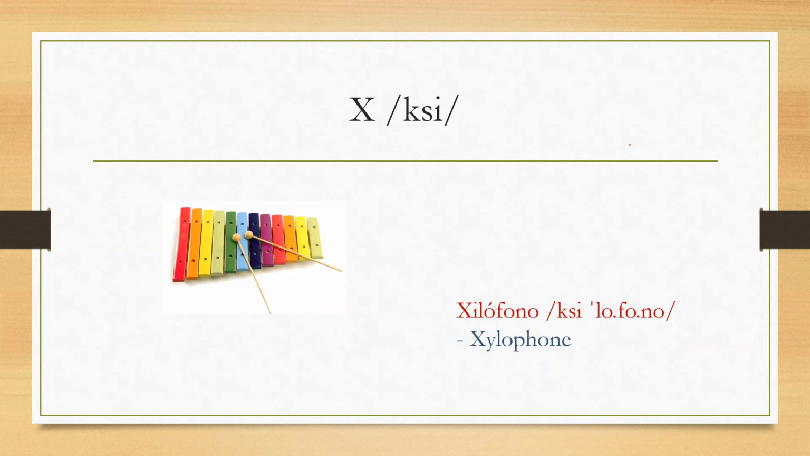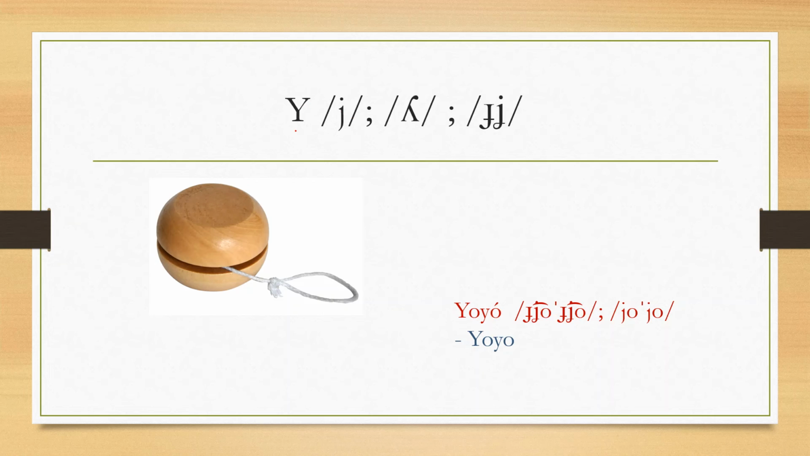X. The sound it produces is S or J. Xilófono. In Mexico, the X is J, México. Y. Yo-yo.